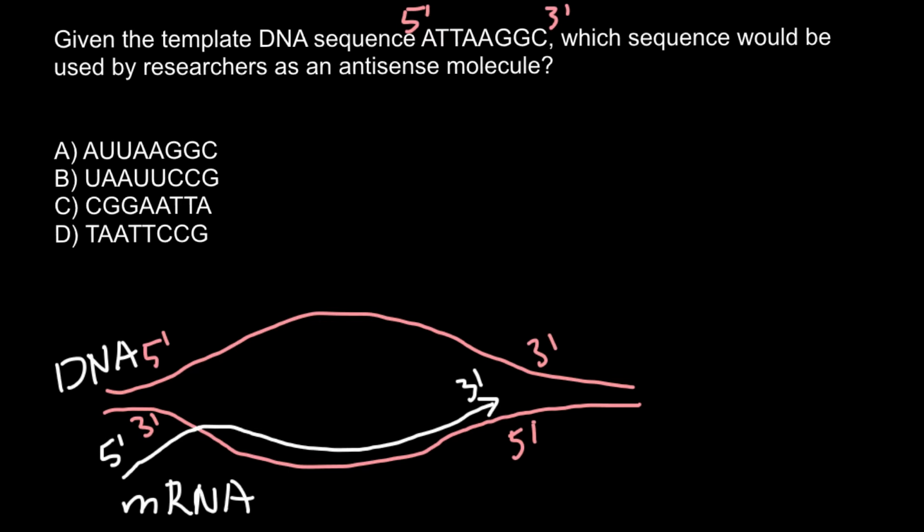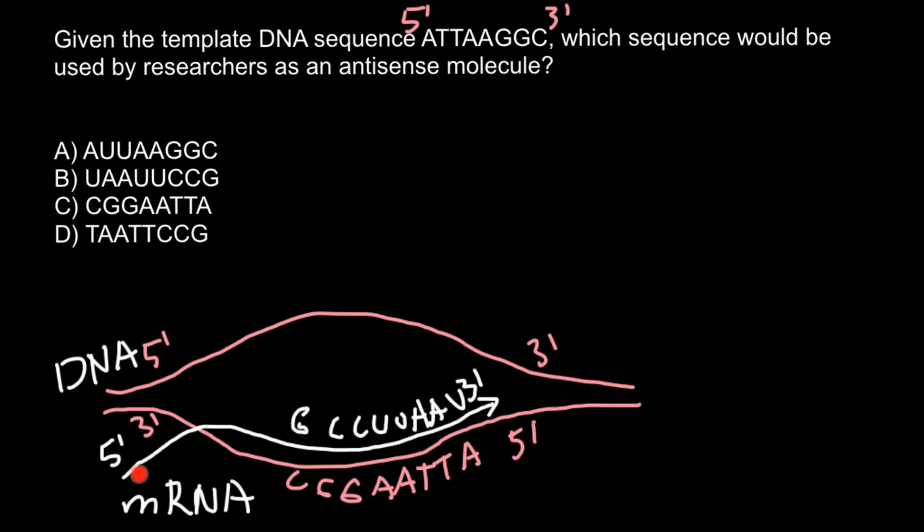So let's plot the sequence here on this template strand of the DNA. So this is going to be A, T, T, A, G, G, and C. So that means on the messenger RNA we are going to get following sequence: G, C, C, uracil, uracil, adenine, adenine, and uracil.